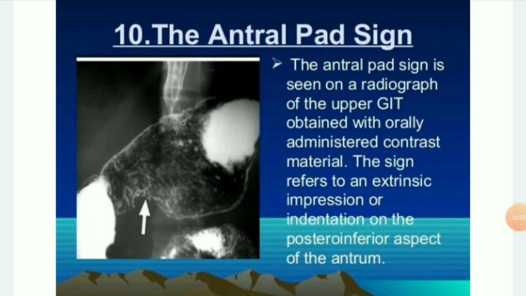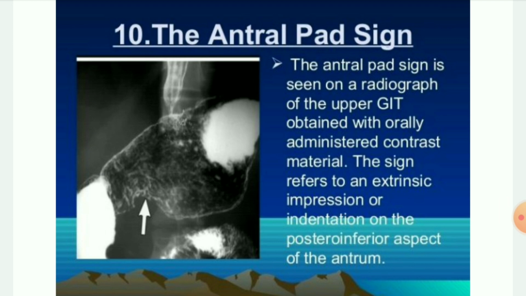Next sign is the antral pad sign. Antral pad sign is seen on radiograph of the upper GIT obtained with orally administered contrast material. The sign refers to an extrinsic impression or indentation on the posterior inferior aspect of the antrum.